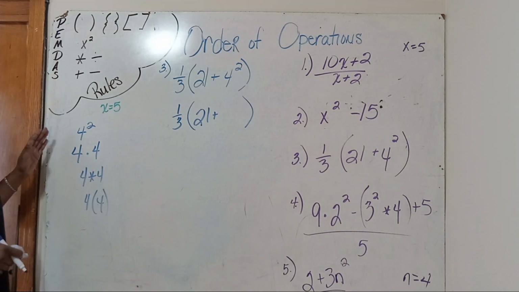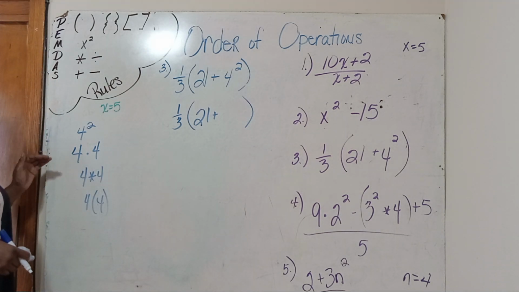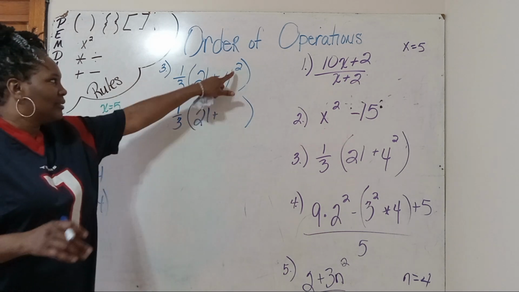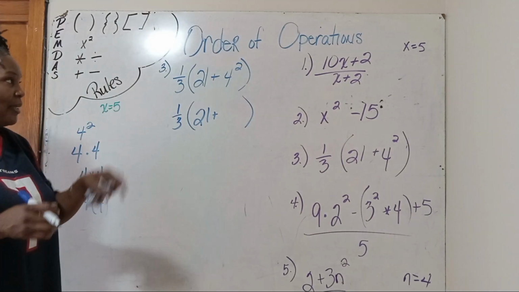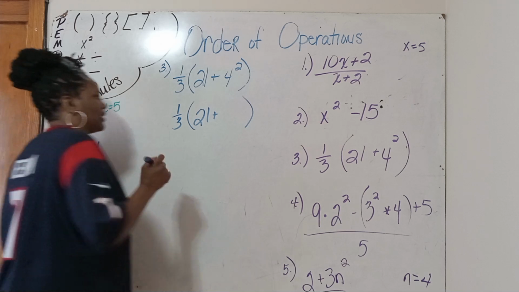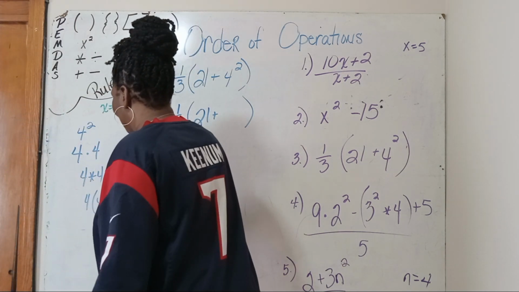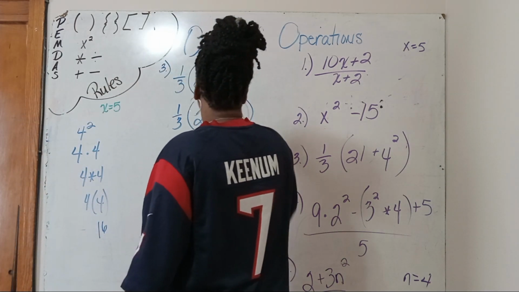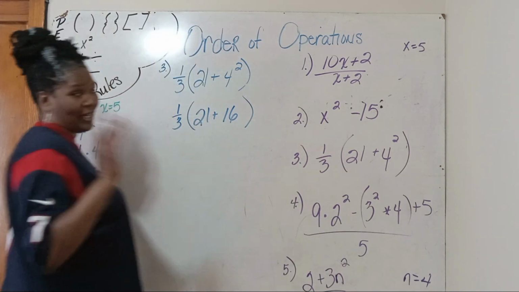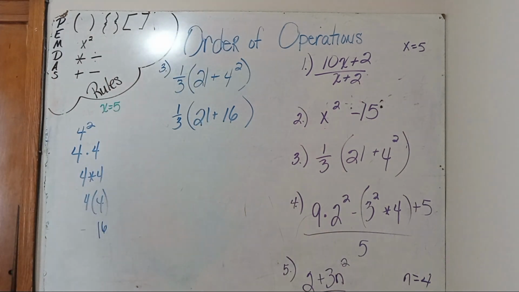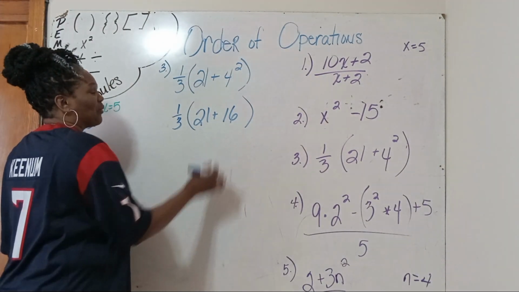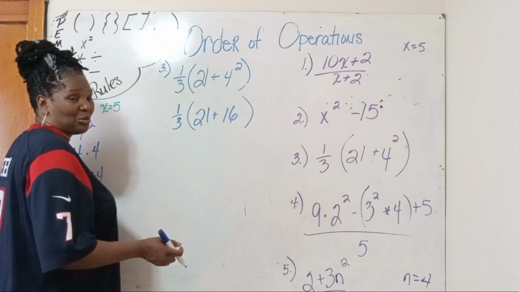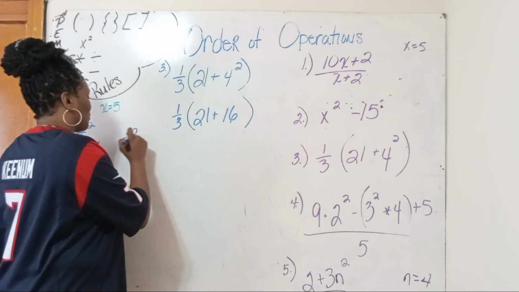4 to the second is 4 times 4. Anytime you see this, it just means the number times itself that many times. So 4 times 4 is 16. I'm going to come over here and put my little 16. Y'all, my head is back on straight. All right, now we're working the parentheses. Now it's just 21 plus 16.